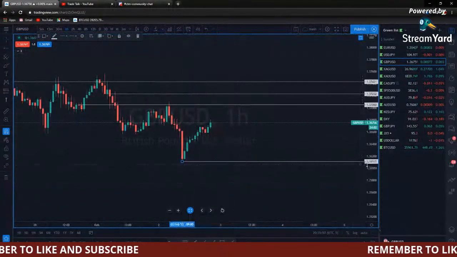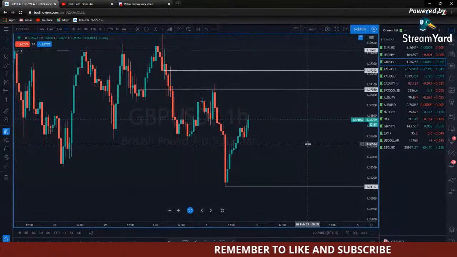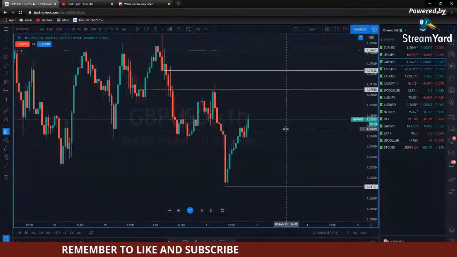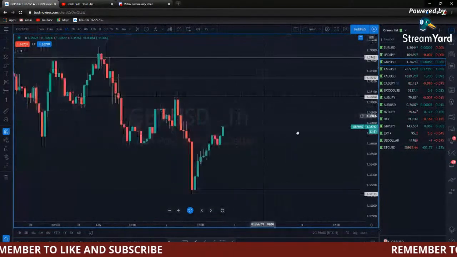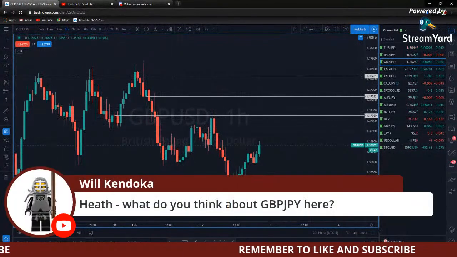So as you can see, there are quite a bit of setups near term and longer term that are looking at us right now. All right, Will Heath, what do you think about pound yen here?